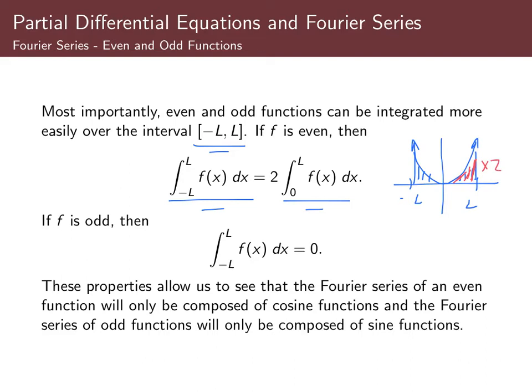On the other hand, if f is odd, the integral from negative L to L is simply 0, and we can see that because the net area is going to be 0, since this part cancels with this part here. These properties allow us to see that the Fourier series of an even function will only be cosine functions, since cosine functions are even, and the Fourier series of odd functions will only be composed of sine functions because sine functions are odd.